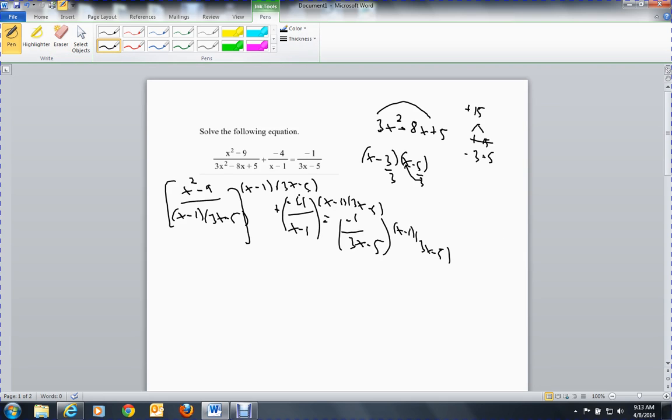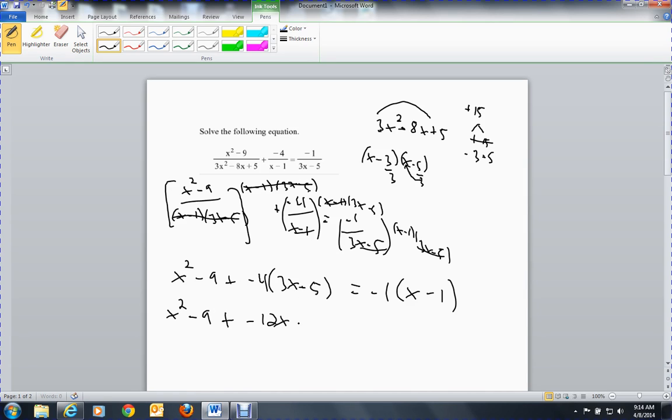So what's going to happen is I'm going to cancel. These two cancel with these two, leaving x squared minus 9. These x minus 1s will cancel, leaving negative 4 times 3x minus 5. These 3x minus 5s will cancel, leaving negative 1 times x minus 1. No more fractions, and it's a little bit easier problem to solve now. So I'll just clean it up by eliminating parentheses. So we're going to distribute the negative 4. We get negative 12x plus 20. Distribute the negative 1, so we get negative 1x plus 1.